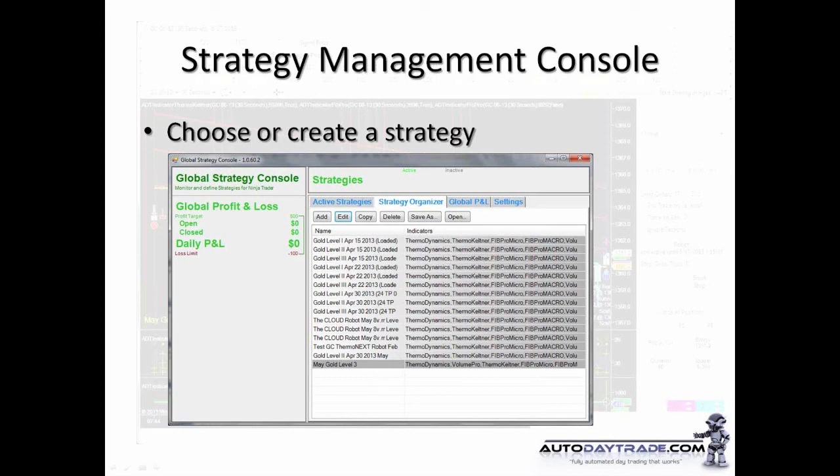You manage all your strategies on the Strategy Organizer tab. You can see there are quite a few options for manipulating strategies, including adding a new one, editing one that already exists, and so forth. We're going to focus on editing an existing strategy. If you click on the Edit button, a new form opens allowing you to edit the strategy parameters.